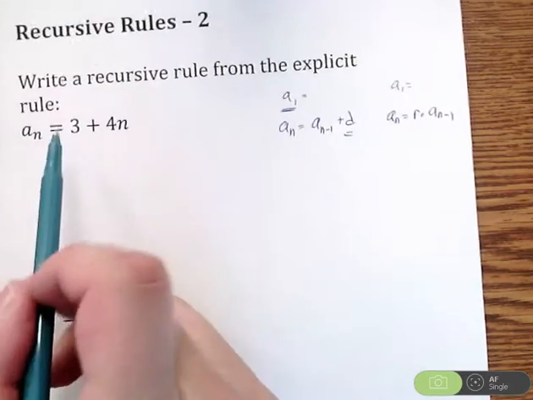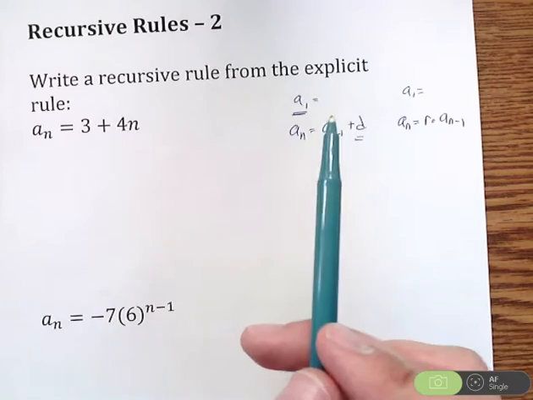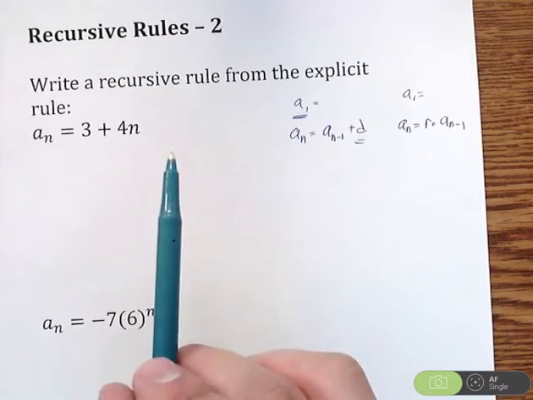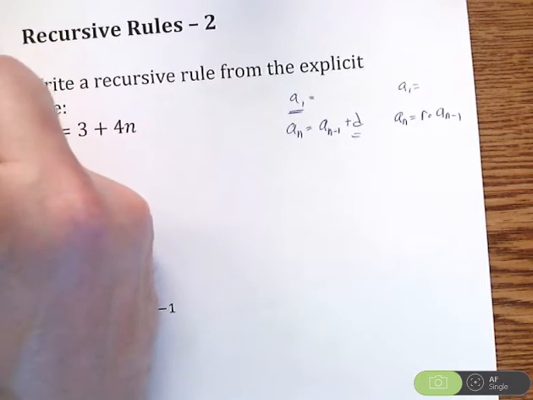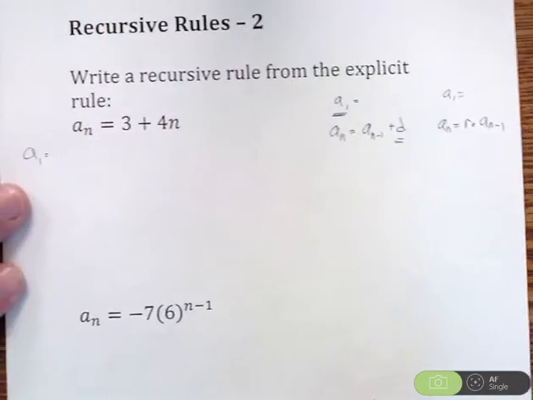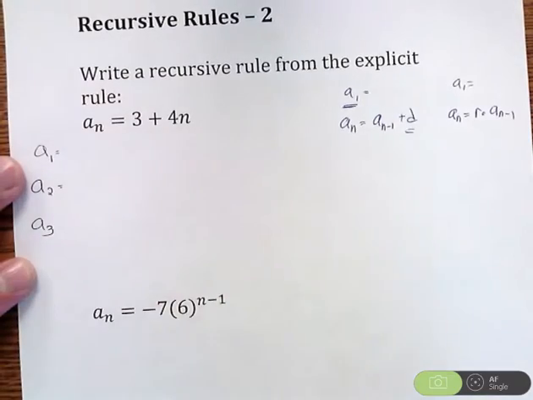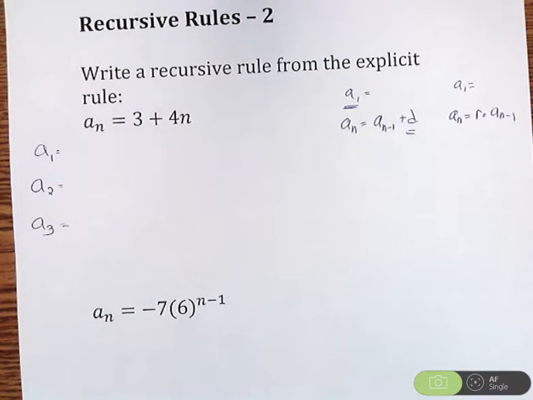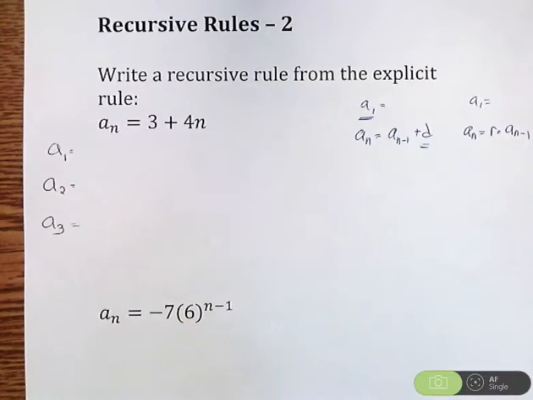So for this first one, we have An equals 3 plus 4n. I'm not quite sure if I'm dealing with arithmetic or geometric. This one's not as obvious to me. What you can do, for any of these, is just figure out the first few terms and find the pattern. So I'm going to figure out what A1, A2, and A3 are, to get a sense of the pattern, so I can pick out A1 and d or r.